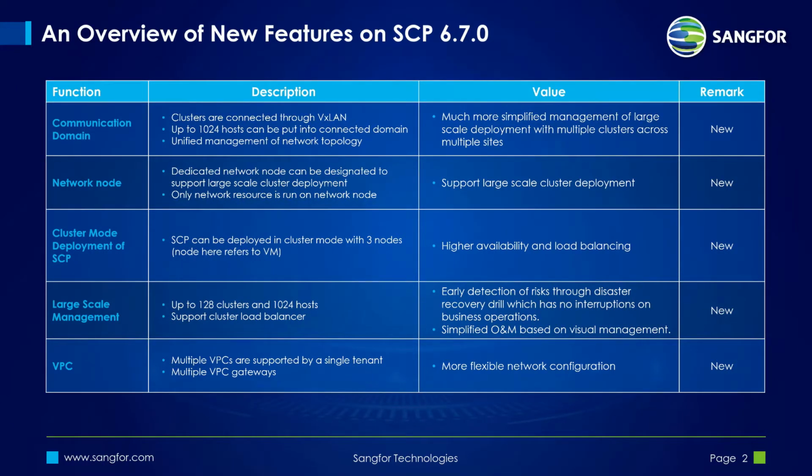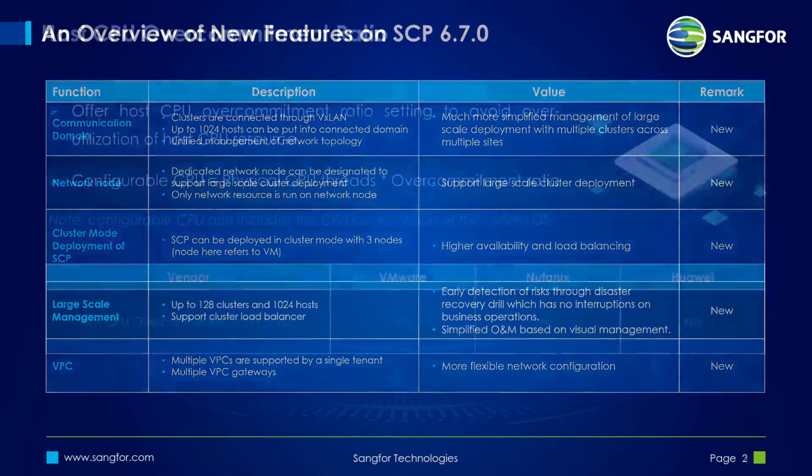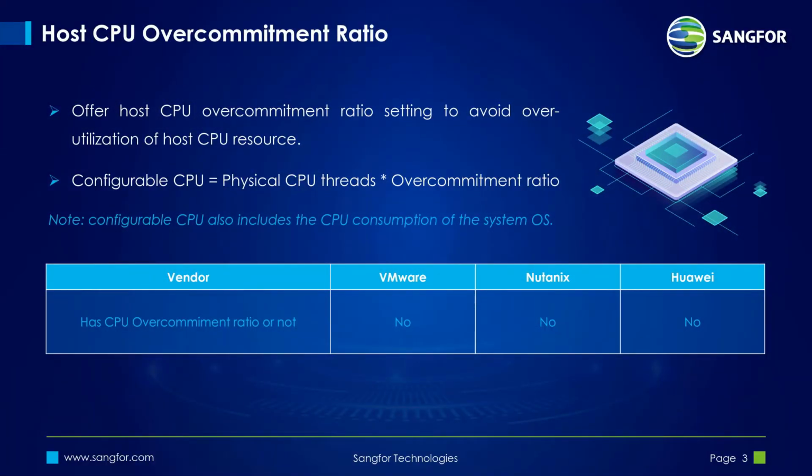Large-scale management can be supported on this version as well. This 6.7.0 supports up to 128 HCI clusters management, and host number goes up to 1024. VPC. Now a single tenant can support multiple VPCs, and one VPC supports multiple gateways. So this delivers a more flexible network configuration on SCP for customers who need to run HCI and SCP for their cloud requirement. So let's go through these new features one by one to take a look at what they are and how they create value for your environment, for your solution.